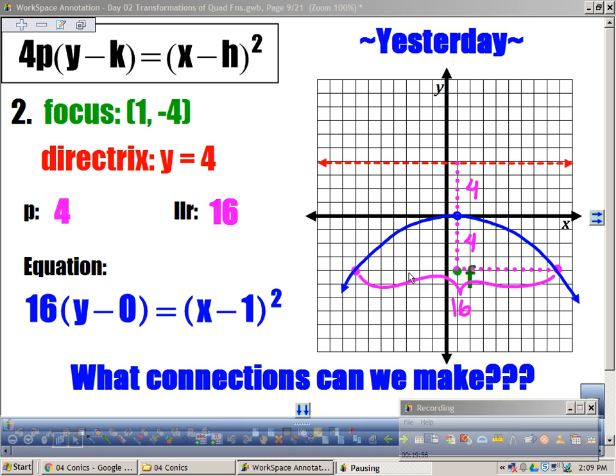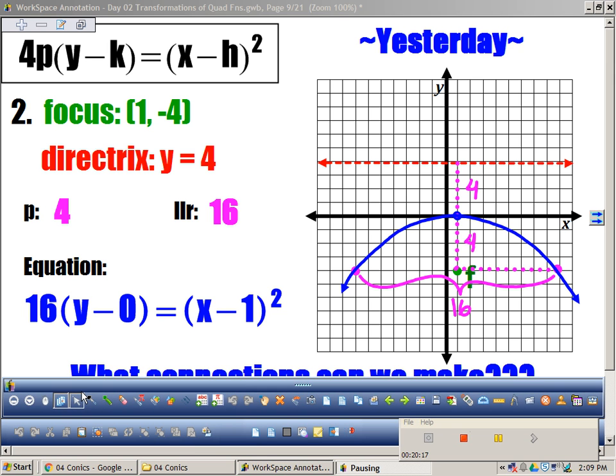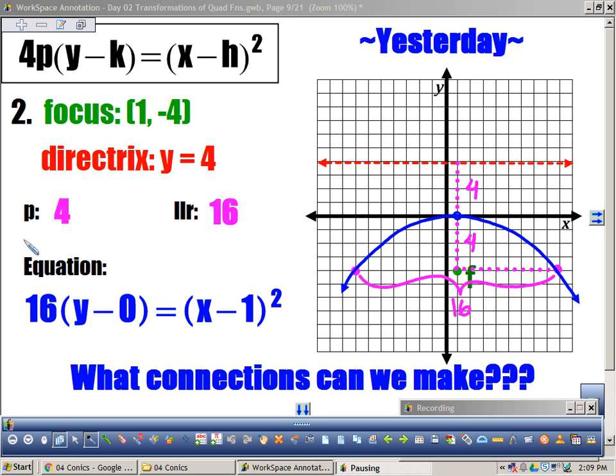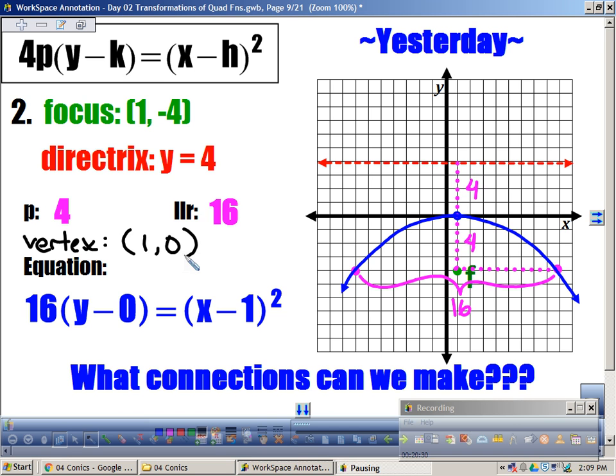Okay? So my vertex happens to be at 1, 0. So let me write that one too. My vertex, we'll add it in here. My vertex is at 1, 0. So can you relate the information from your graph to the equation? Talk that out.